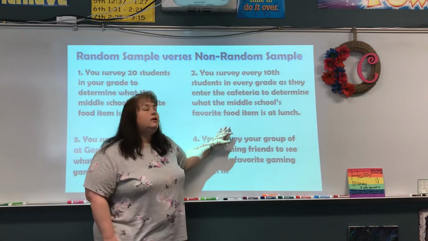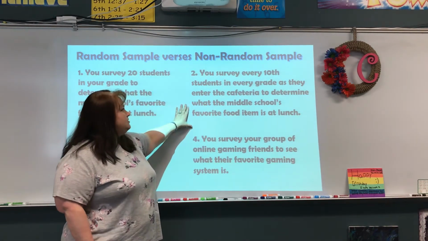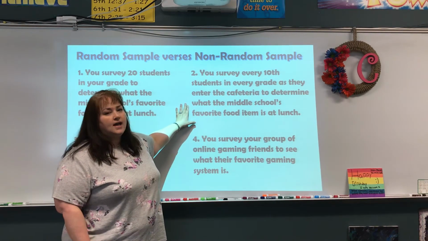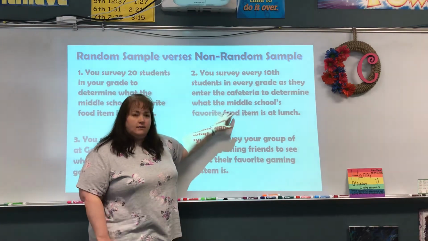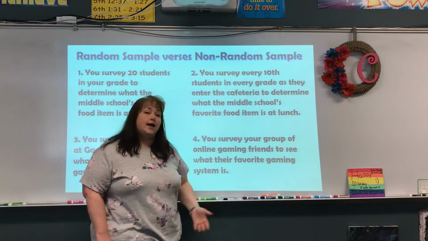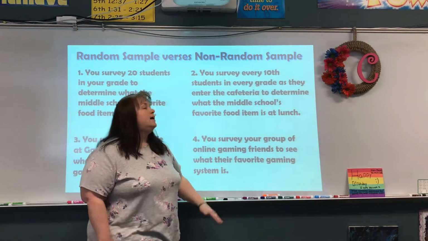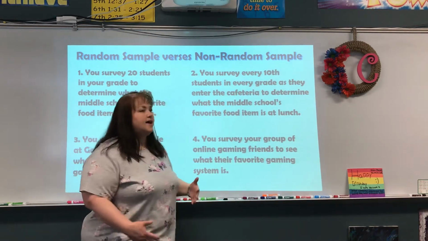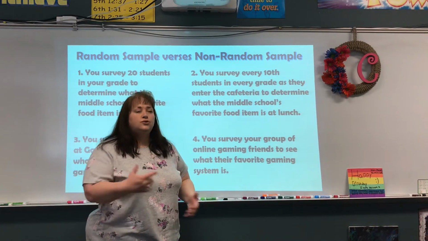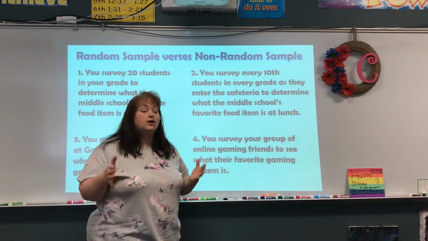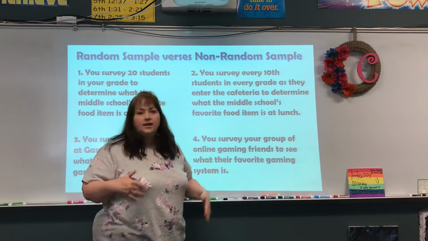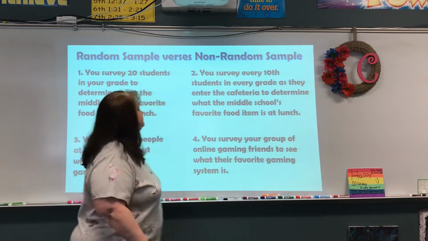Number 2, you survey every 10th student in every grade as they enter the cafeteria to determine what the middle school's favorite food item is at lunch. This one is random. You're surveying every grade, so every grade is represented, and when you survey every 10th student, that signifies that you're not gearing in on certain students to ask. So just every 10th student that enters, that's who you ask.